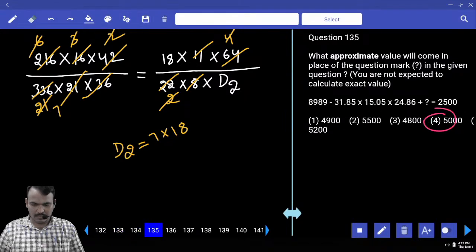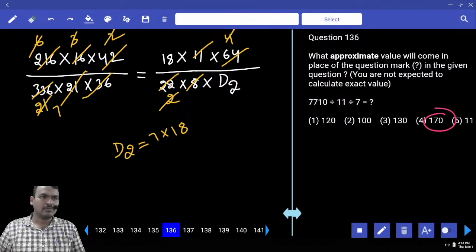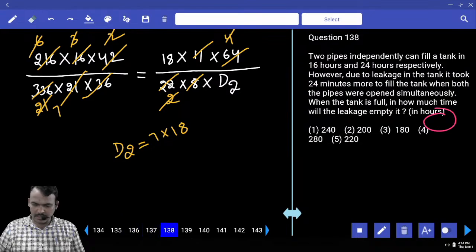Approximations. Skip cheyala matladala. 138.